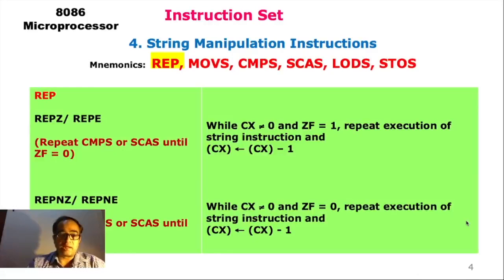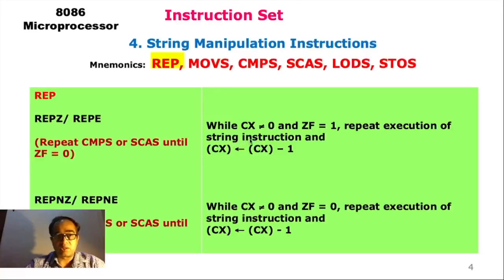Now let's take the example of the mnemonics being used to do the string manipulation. The first instruction is REP. REP is actually used with flags. If it is like REPE, it repeats the comparisons and scans until DF is 0.